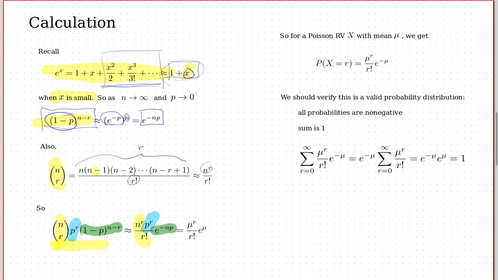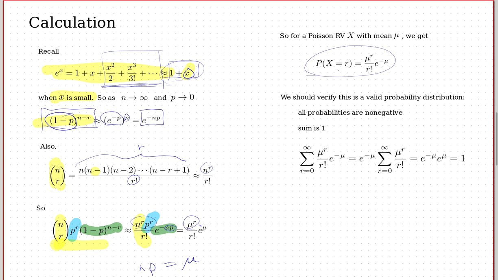And when you simplify this and do some canceling, let me just point out that, recall that n times p is equal to mu. So when we multiply n to the r times p to the r, that's np to the r, so that's mu to the r. In addition, this np is also mu, so this should be a minus: e to the minus mu, divided by r factorial. So we get this formula.